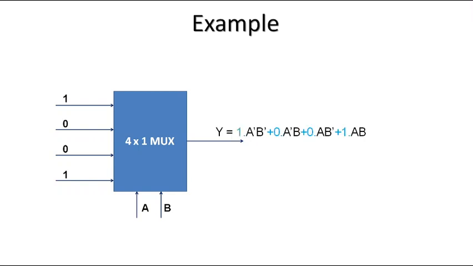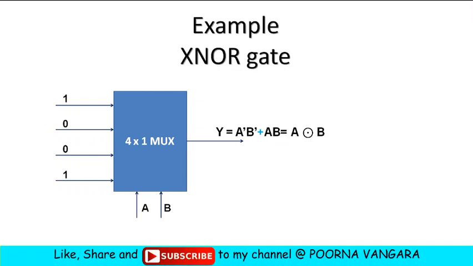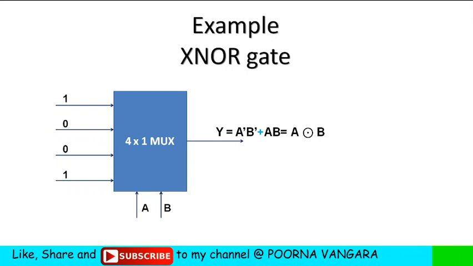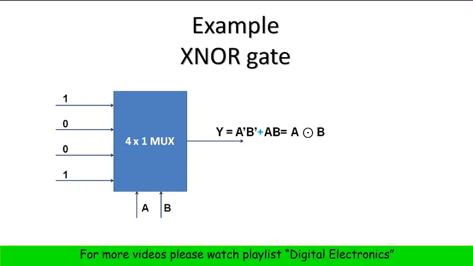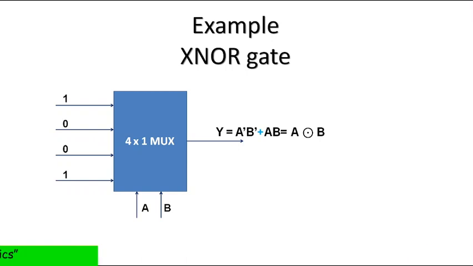Please see, if 1 is there, I write that product term as it is. If 0 is ANDed, the product term will be eliminated because the value will be 0. So you get A bar B bar and AB. You know what this expression is? This is XNOR. So y is a function of A comma B, and the expression we get is A XNOR B. Whatever multiplexer configuration you are seeing on the screen is nothing but an XNOR gate, that is, an XNOR gate using a 4:1 multiplexer.